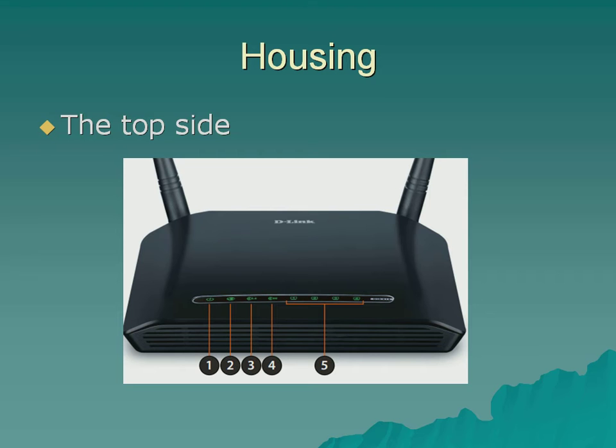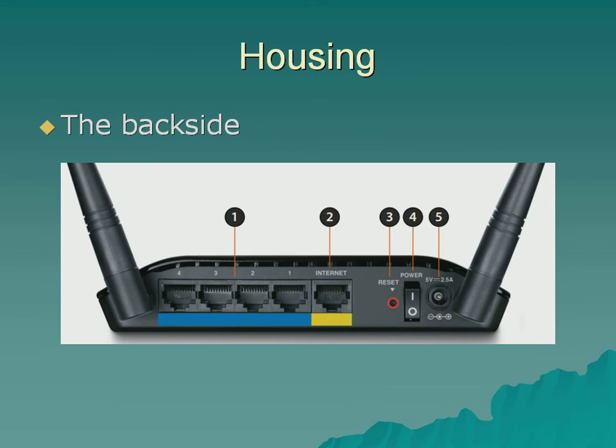The number 3 and number 4 LEDs present the Wi-Fi status, and the number 5 LED means the Ethernet status. If your Ethernet cable is connected to the Ethernet port, the LED will light, and if there is data traffic, the LED will be bright.